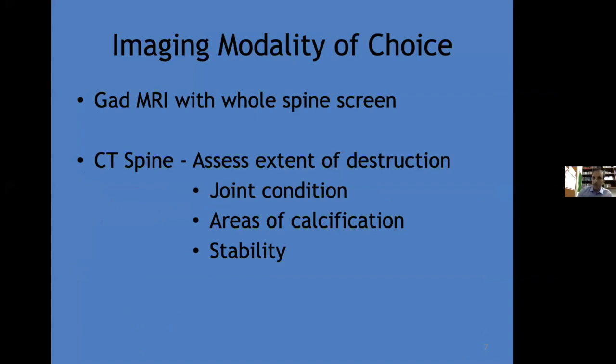Then, as we all know, the imaging modality of choice is gadolinium MRI, and try to get focus on the involved area which you are suspecting, along with a single screen of the whole spine to pick up the skip lesions. So that is very important. Now, we get MRIs very often, and here I would like to give you a very important difference between Modic changes and infection on MRI. Many times we feel that there is an infiltration when there are just Modic changes.